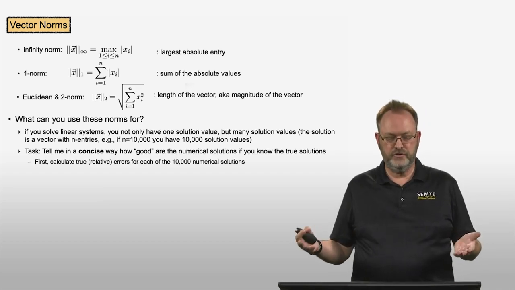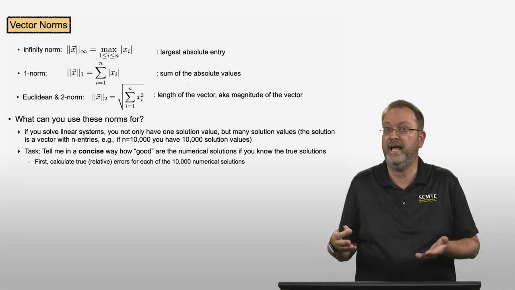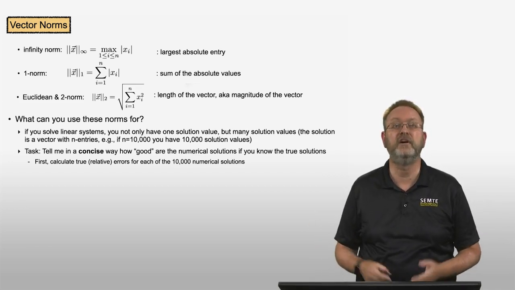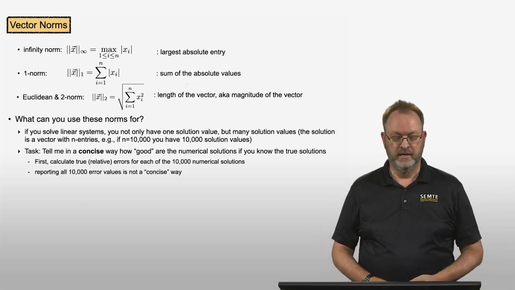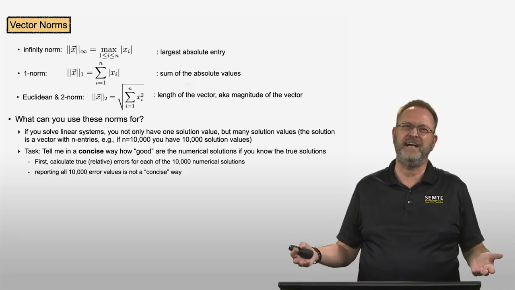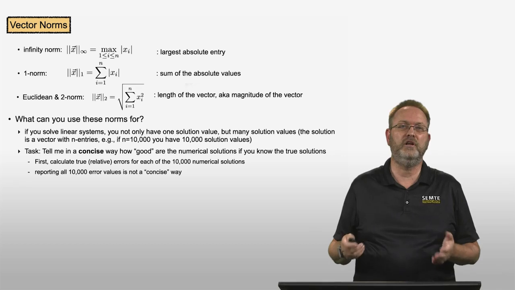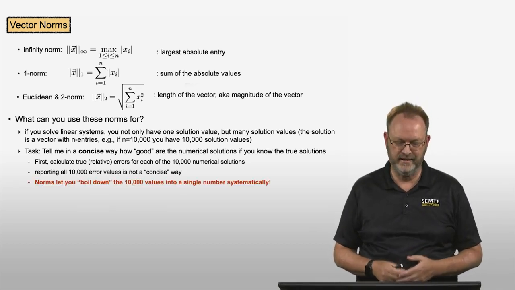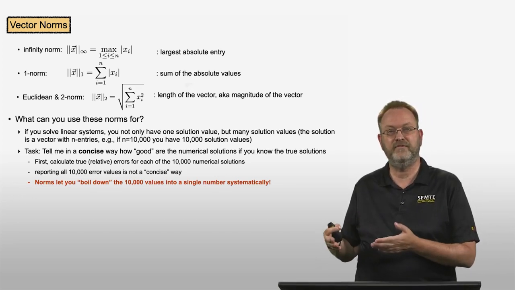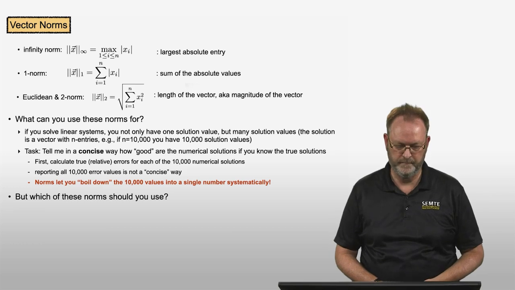Well, if you know the true solution, you can calculate the true error or the true relative error. And you can do this for every one of the 10,000 numerical solutions that you have for the 10,000 equations. Now, reporting all of these 10,000 error values is not really a concise way of judging whether your result is good or not. You would want to boil those 10,000 values down to a single number. And that's exactly what a norm will let you do. It will boil down these 10,000 values into a single number and do this in a systematic way.